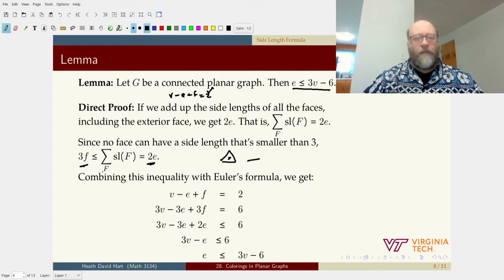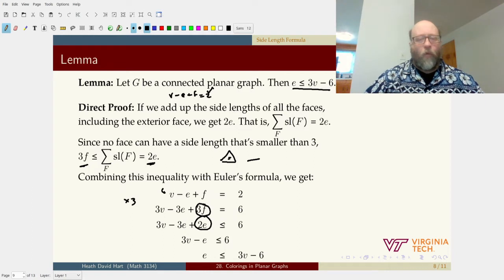All right, so let's combine this inequality with Euler's formula. V minus e plus f is equal to 2. I'm going to multiply by 3 and get 3v minus 3e plus 3f is equal to 6. And then I'm going to use the fact that 3f is less than or equal to 2e. I've got the inequality backwards here. I'm going to fix this in just a second. It says these things are equal, but 3f is smaller than 2e. Then this should be greater than. This is bigger than this. Sorry, I've messed up the signs in the proof, but I'll fix it up in a second.